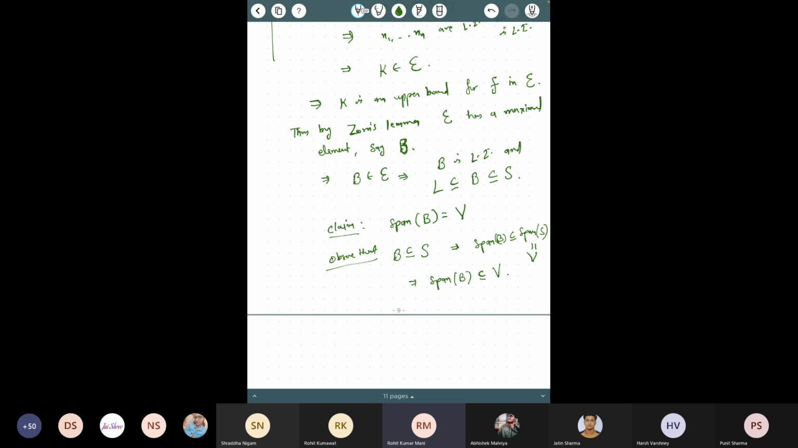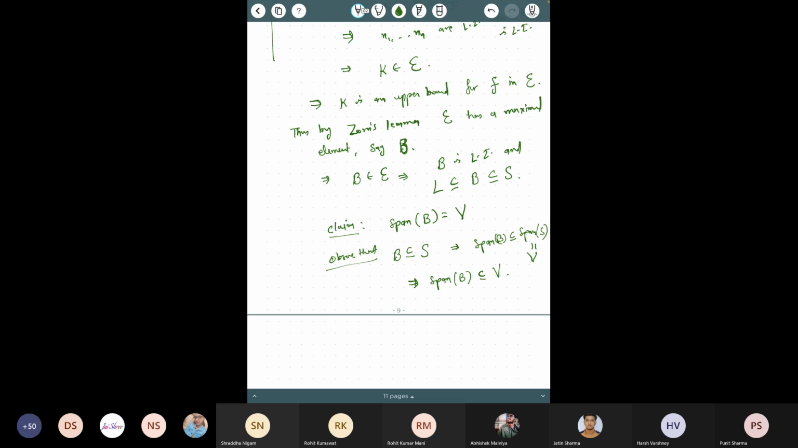What you have said in the last sentence: here B is a subset of S, right? So this implies span of B is a subset of span of S. But we are given that span of S is actually V. So this implies that span of B is a subset of V, sir, right? And we have to prove that span of B is actually equal to V.